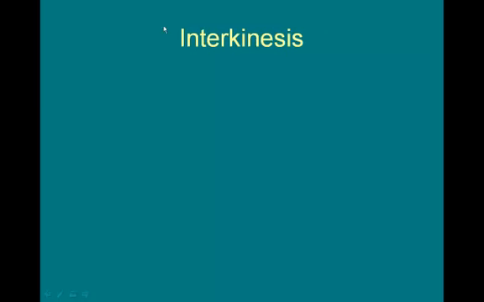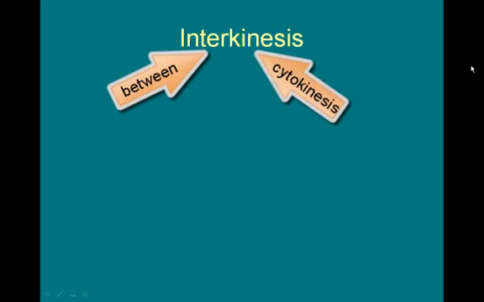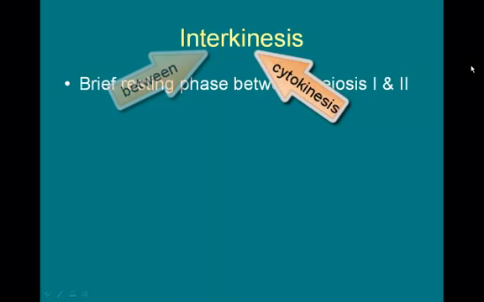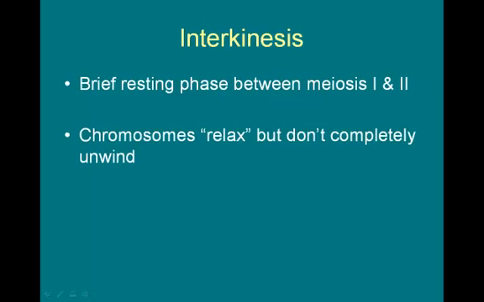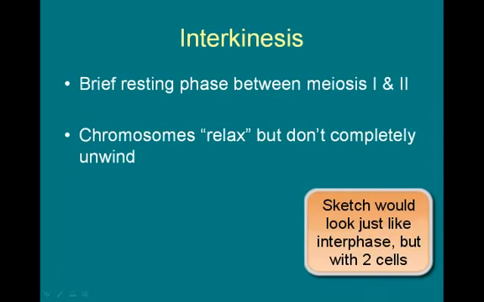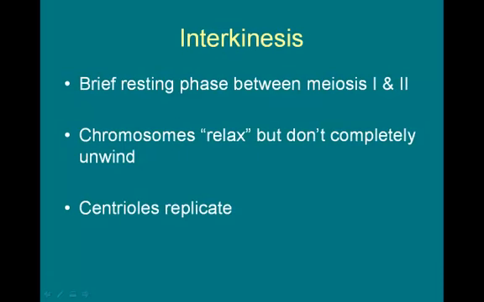Interkinesis. Inter kind of means in between, and kinesis is sort of like cytokinesis. This is sort of like an interphase in the middle of meiosis, except that there's no DNA dividing. So it's more like a resting phase. So the chromosomes relax, they don't completely unwind, but you have a brief resting phase for the cell to get reorganized. And also, because half of your centrioles went each direction, you need to replicate those so that you have 2 sets for the next stage.